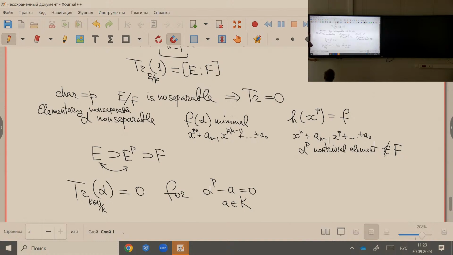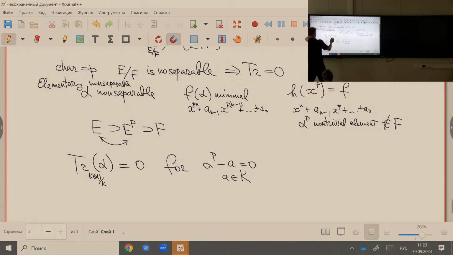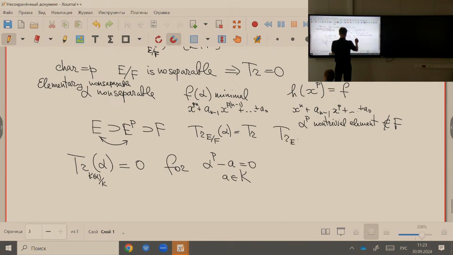Yeah? And already you see that, so this means that in particular the trace of any alpha calculated here, so the trace of E over F of alpha, is calculated via the trace first from E to E^p, and then from E^p to F. And this thing is already equal to 0. So you see that this trace is equal to 0.